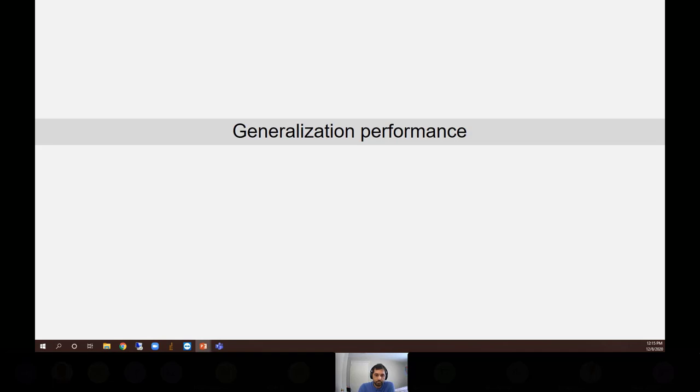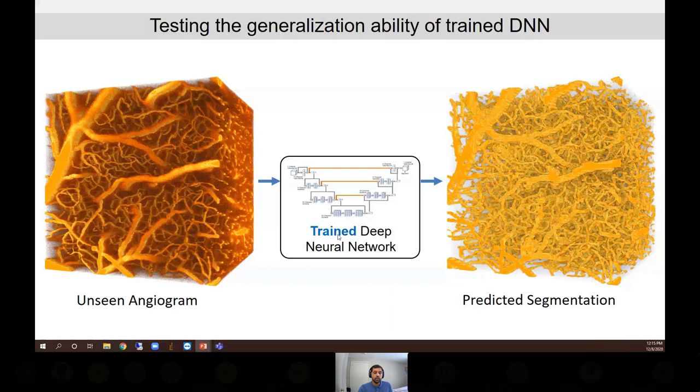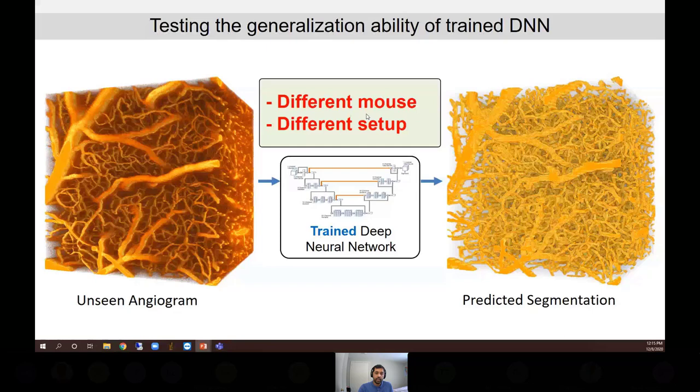Now, once we have our deep neural network trained, the previous segmentation results that I showed you were for data acquired on the same microscope on which the training data was acquired. But what's more interesting is, once we have a trained deep neural network, what happens if we test it on data from a different mouse and a different setup?